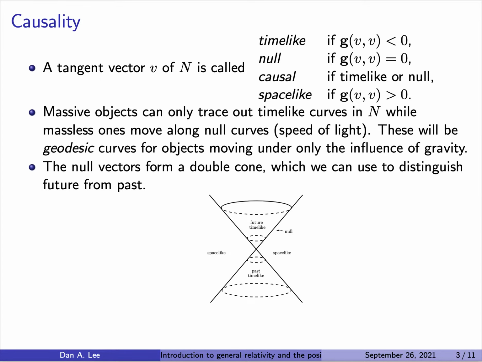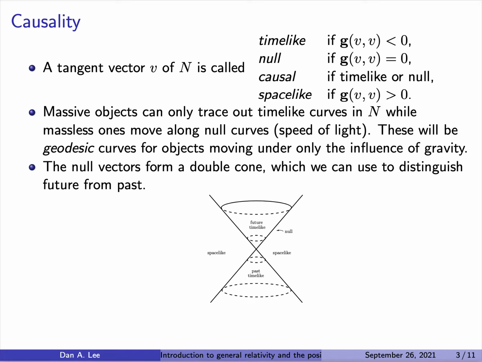This diagram is a picture of the tangent space at any particular point. And there's one dimension suppressed. But if you look at that, then you can see that the cone itself, the double cone that you see there, is all the null vectors, and those null vectors separate the time-like ones from the space-like ones. So the time-like ones reside above and below the cone, and the space-like ones are on the sides, outside the cone.